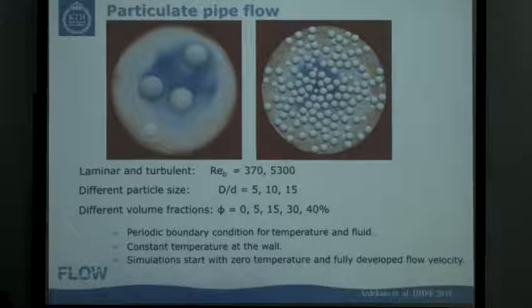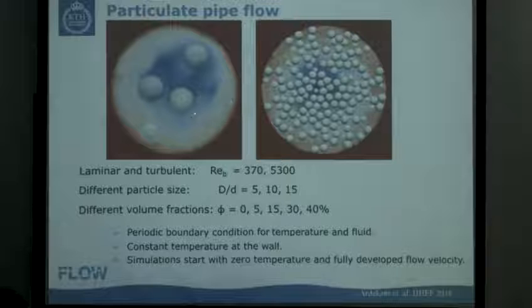So now the main thing is this work about particulate pipe flow. We will consider two Reynolds numbers, one which is 370, which is basically a laminar flow, or still a chaotic flow when you see it with particles. And then another one which is as turbulent as we could do, a Reynolds 180 pipe flow. And then we have different particle sizes. This is the one that was needed for comparing the experiments, they do a tetrapack.